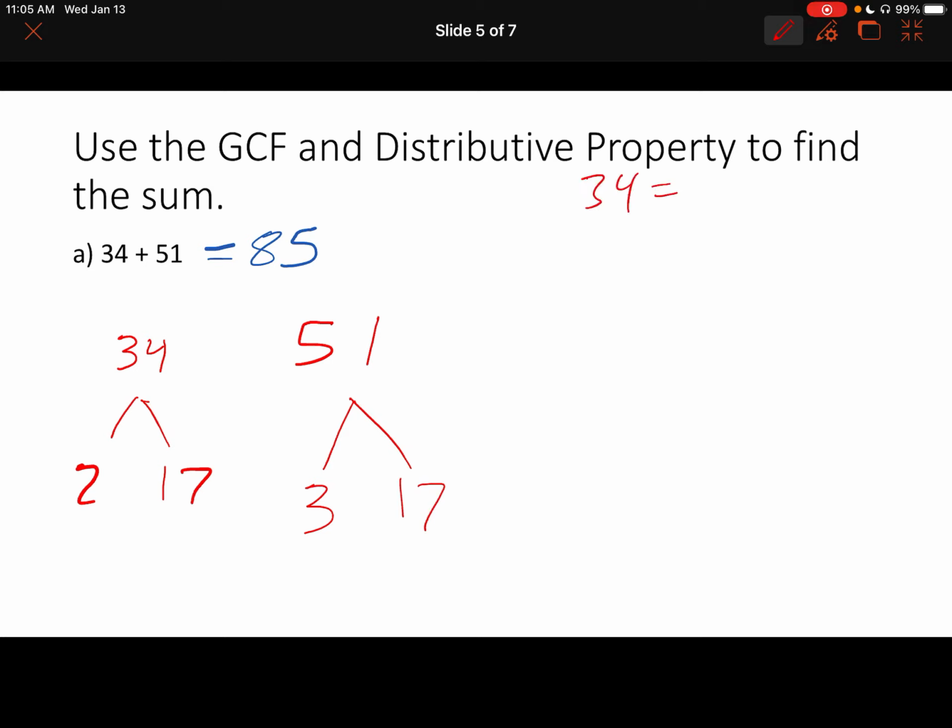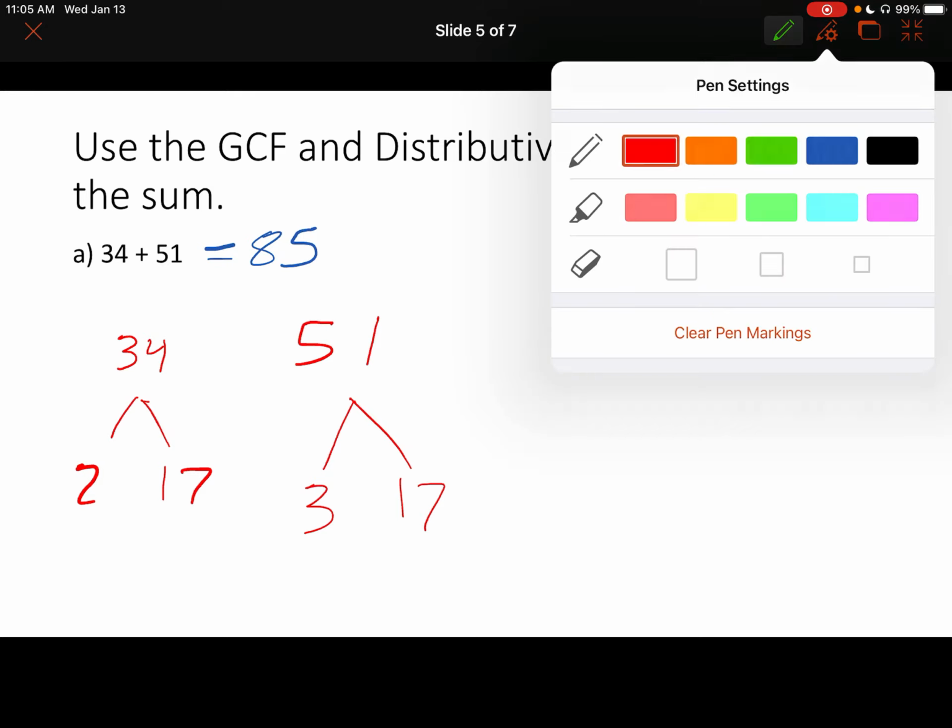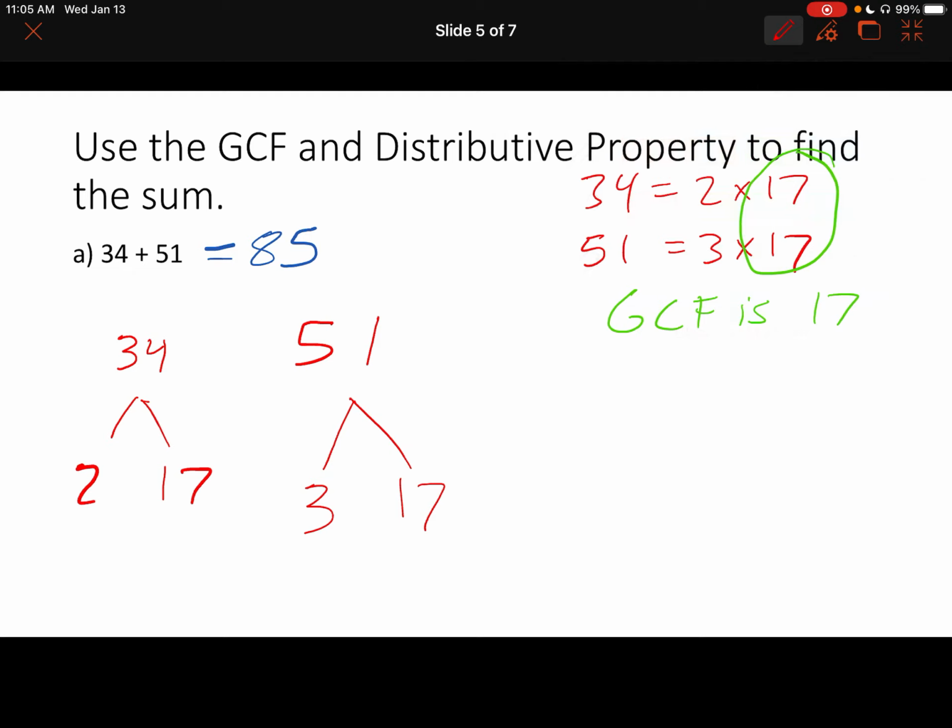So we have 34 is equal to 2 times 17, and 51 is equal to 3 times 17. So our GCF is 17. Now we're going to rewrite each of those numbers as a product of two factors, where one of those factors is the greatest common factor.